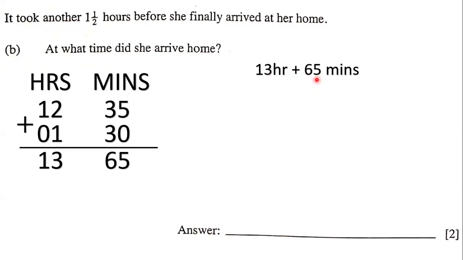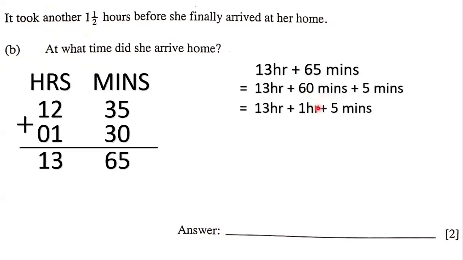Notice that 1 hour is 60 minutes. So we're going to take 65 and express it as 60 plus 5. And so we have 13 hours plus 60 minutes plus 5 minutes. And we're going to take this 60 minutes and express it in terms of an hour. So 60 minutes is going to be equal to 1 hour. So we have 13 hours plus 1 hour plus 5 minutes. When we add these two, we actually have 14 hours and 5 minutes. And 14 hours and 5 minutes is actually 14:05.